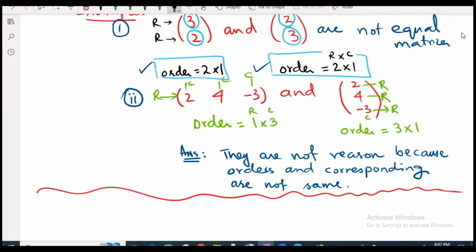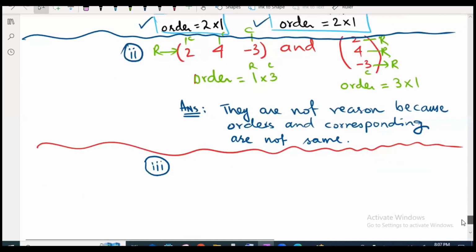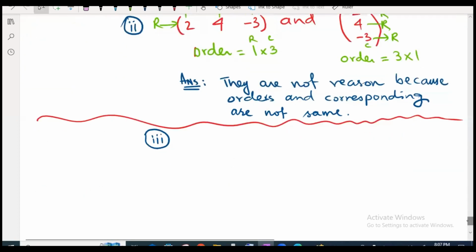So now, sorry, this was part 1, 2 and 3. Now part 3. Suppose given here matrix A, which is 1 minus 4 3 and 2. You can represent a matrix by any English alphabet, right? Capital letters.